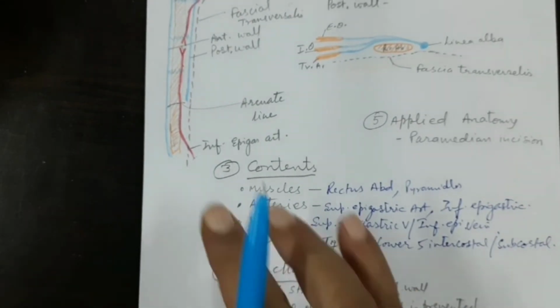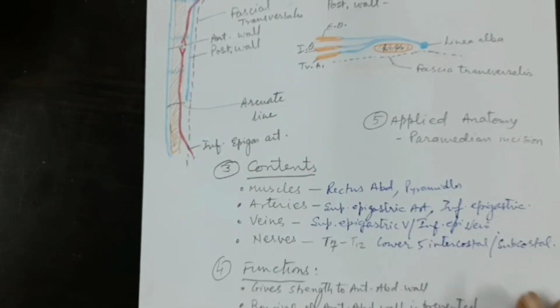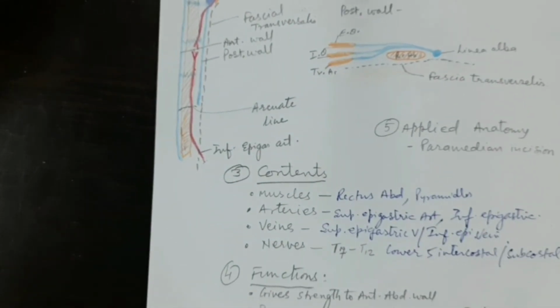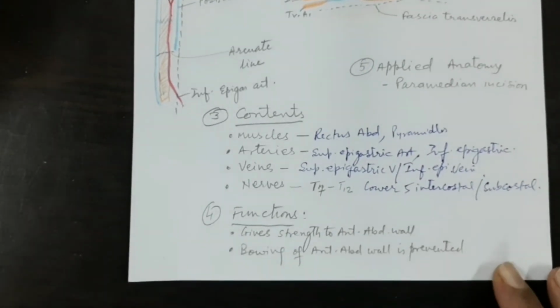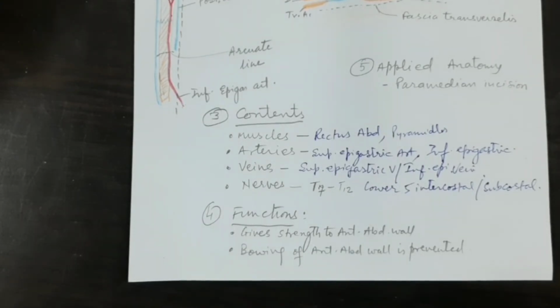So these are the contents within the rectus sheath. They run in between the muscles of the anterior abdominal wall and come into the rectus sheath. So they are also contents of the rectus sheath: the lower 5 intercostal and subcostal nerves.